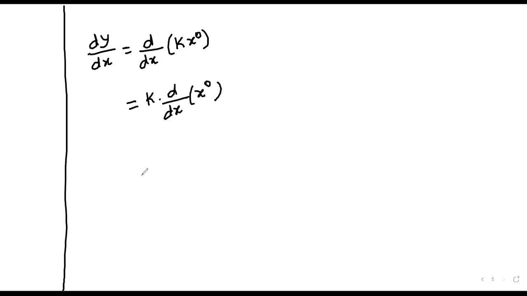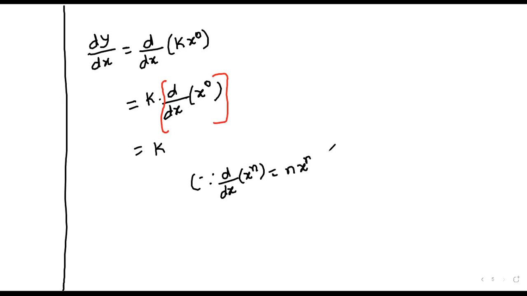Now you can see this is in the form of d by dx of x power n. Instead of n, we have 0. So write down the formula: d by dx of x power n equals n times x power n minus 1. See these differentiation formulas.